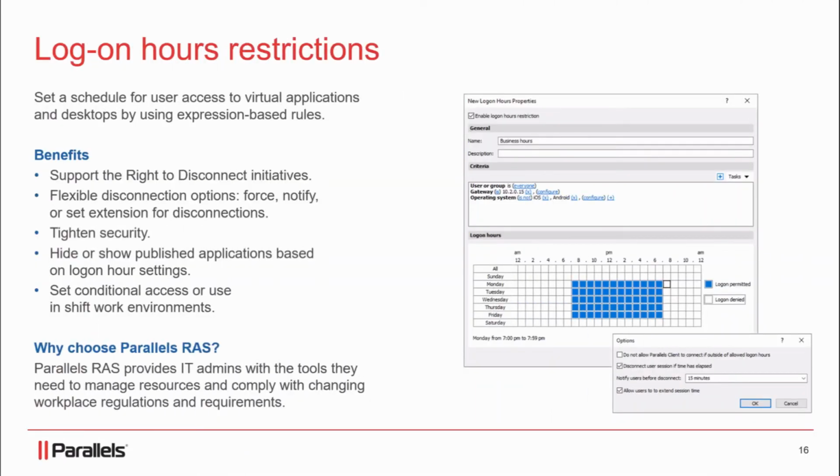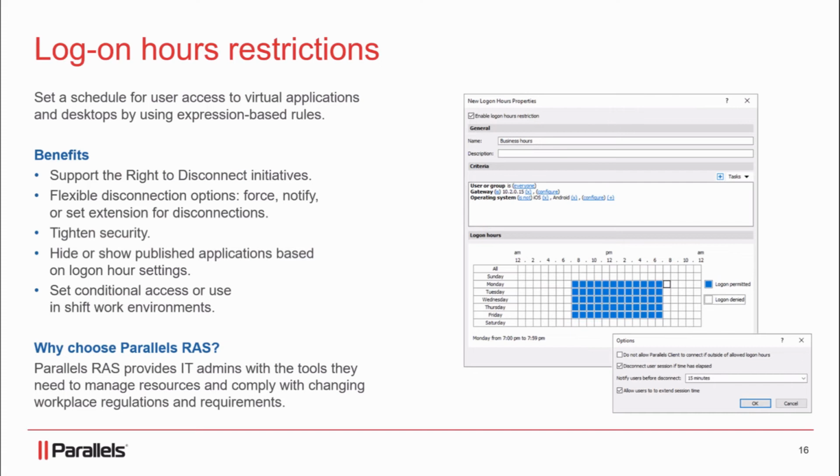Next up is logon hours restrictions. This enables the administrator to set up times that users cannot access their applications. There's many reasons why this may want to be done. It could be that you have maintenance windows and you want to make sure that nobody connects during the maintenance windows. Right to disconnect initiatives.